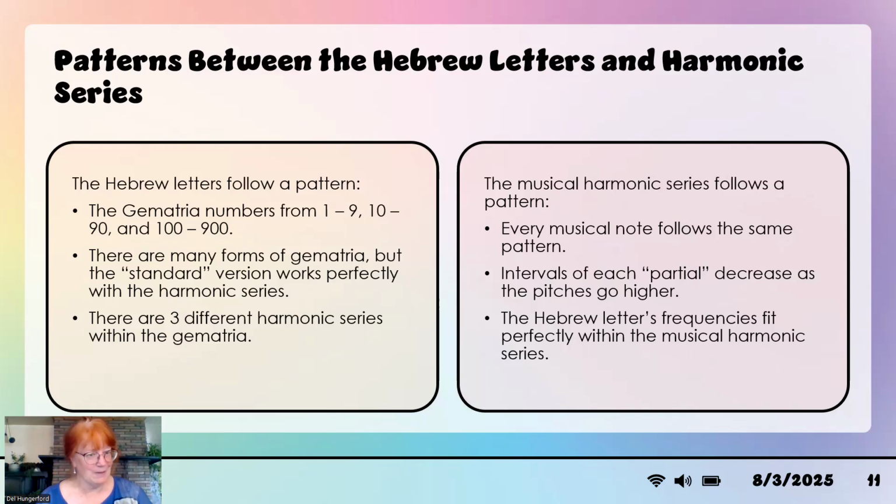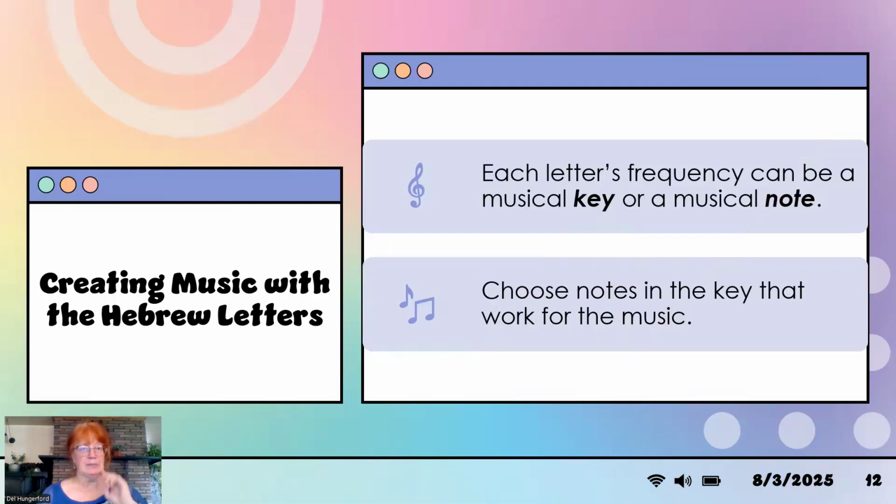I found the pattern. So people ask me, what are the musical frequencies of the Hebrew letters? Well, let's go further. Each letter's frequency can either be a musical key or you can use it as a musical note. Then you choose the notes in that key that work for your music. And people think that they're absolutes. It's not an absolute. There's nothing about music that's an absolute. So much of it is a creative venture. If you know a starting point, you go from there to create your own stuff.